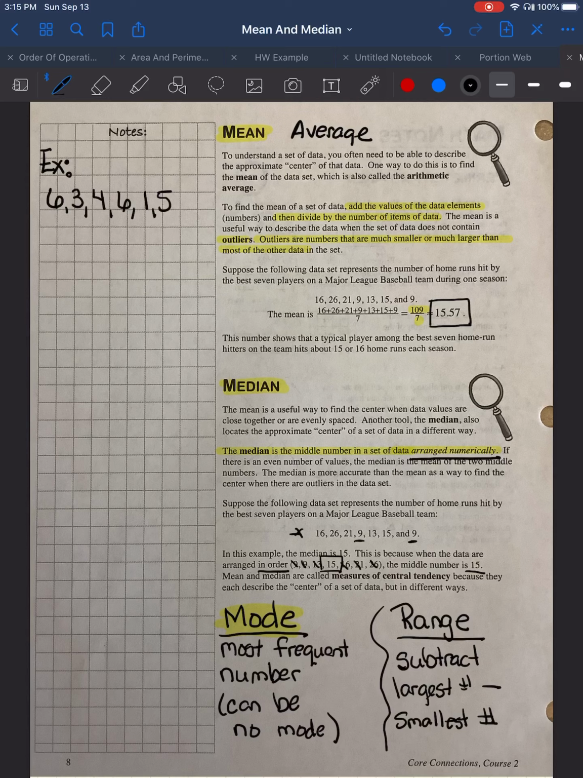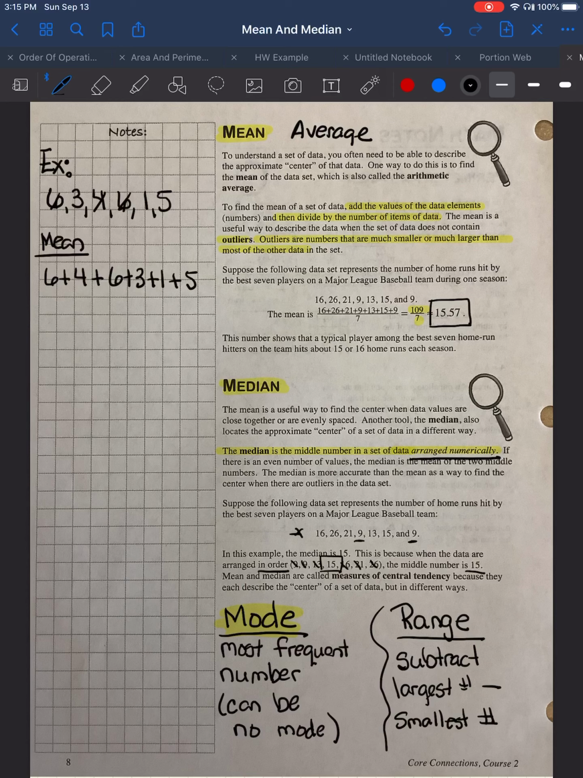That's my data. Data is just information, numbers. We don't know where these came from. It's just an example. Okay, so to find the mean, I'm going to do what it said here. Add them all together. 6 plus, and I'm going to rearrange them though, because if I go 6 plus 4, that's kind of nicer. 6 plus 4 plus 6 plus 3 plus 1 plus 5.